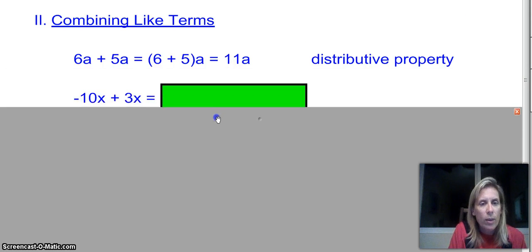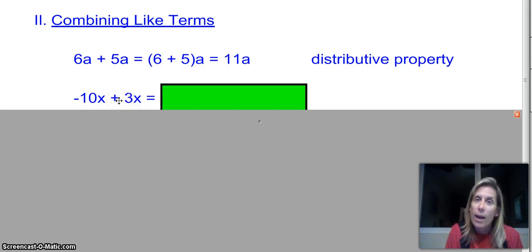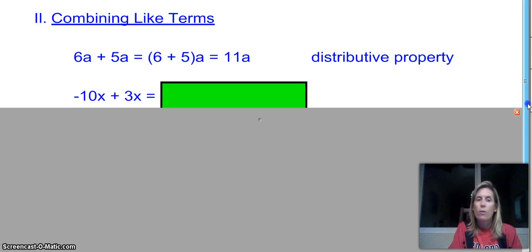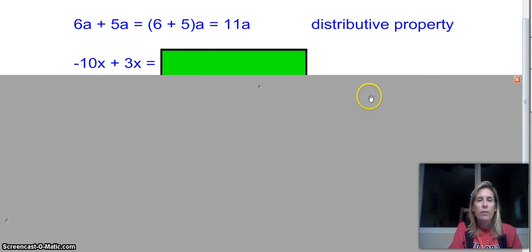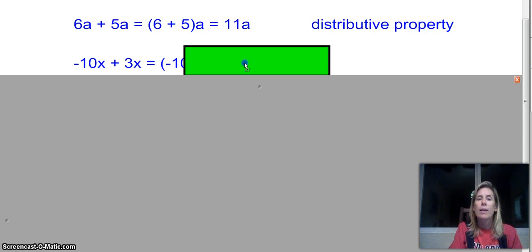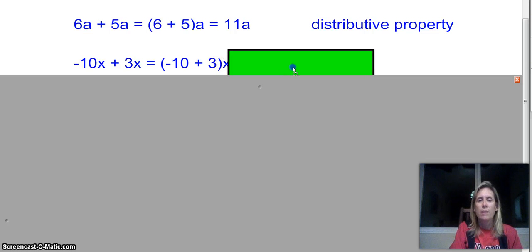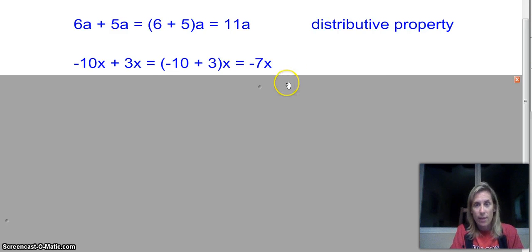See if you can do that with this example. Again, we have like terms. They both have x to the first, right? So if you were going to expand it, you could say -10 plus 3 times x. Good. And when you simplify that parentheses, you end up with -7x.